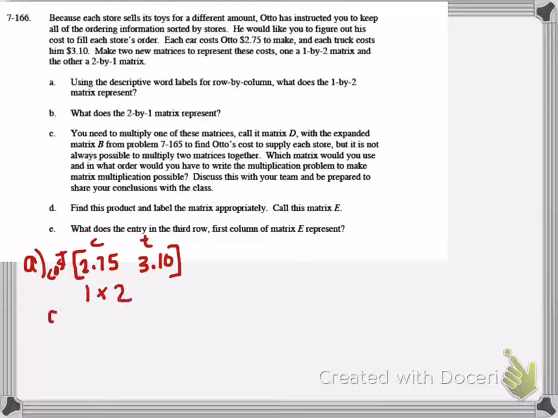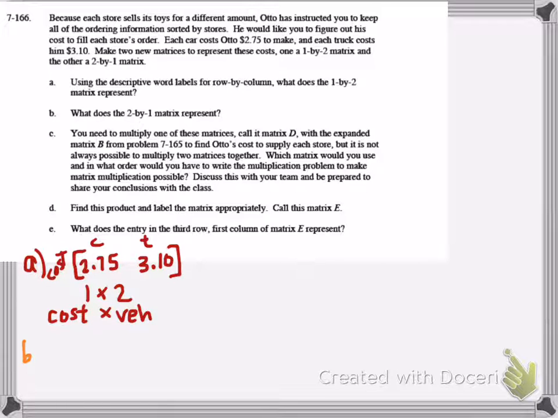This question is talking about the cost it costs Otto to make cars and trucks in his toy factory. And part A, 166A, is saying use descriptive word labels to make a 1 by 2 matrix of these 2 pieces of information, the 275 per car and the 310 per truck. So if I'm going to make a 1 by 2, that's 1 row and 2 columns. You can see that I drew it in there in red. And that is a cost by vehicle matrix.